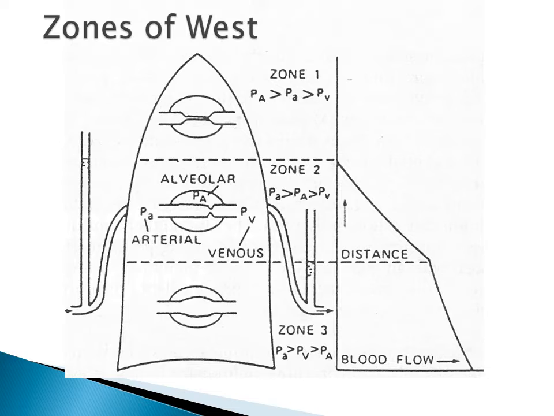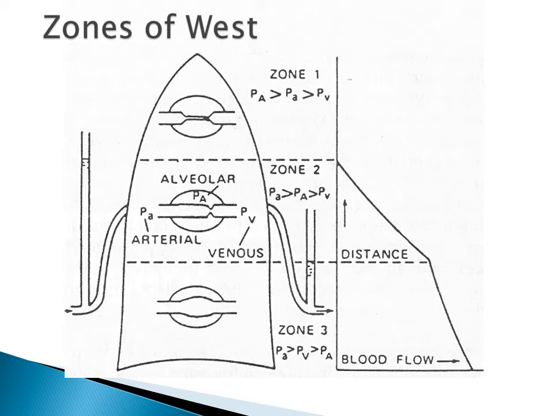Zone 2, so arterial is greater than alveolar, which is greater than venous. This is going to be a moderately sized zone, smaller than zone 1. We've got greater arterial flow than alveolar and venous pressure. And then zone 3, alveolar pressure is the lowest, so you have the smallest alveoli in zone 3.